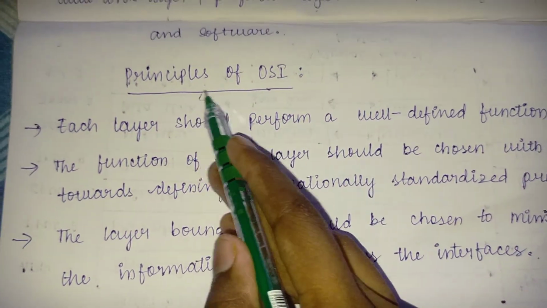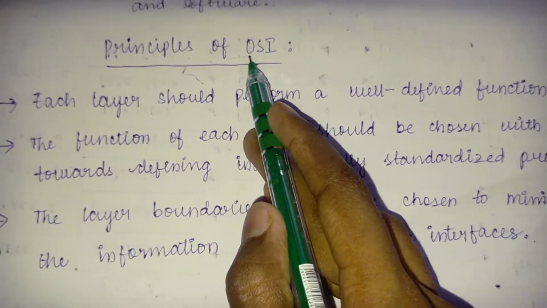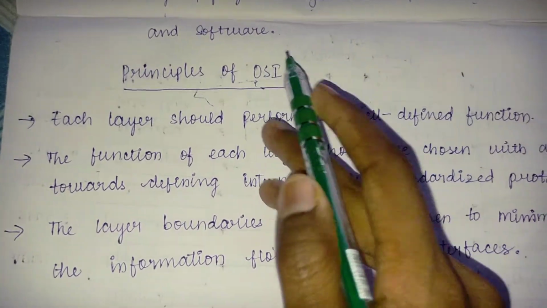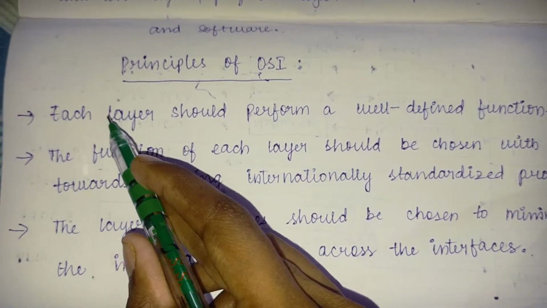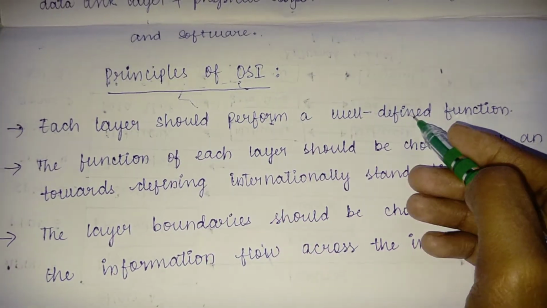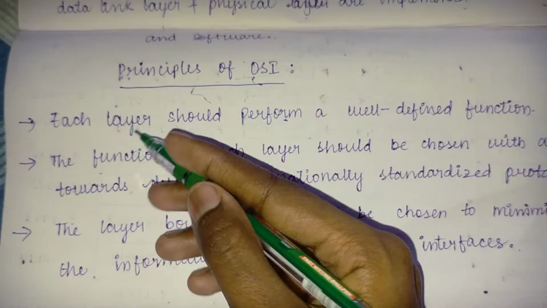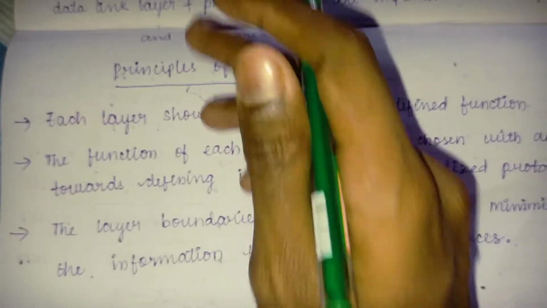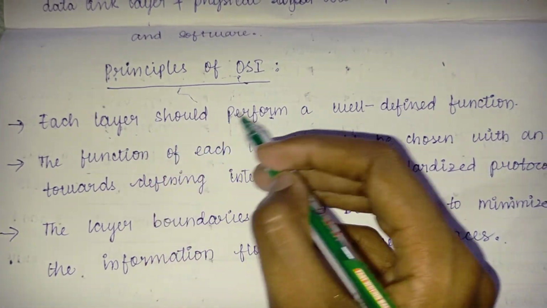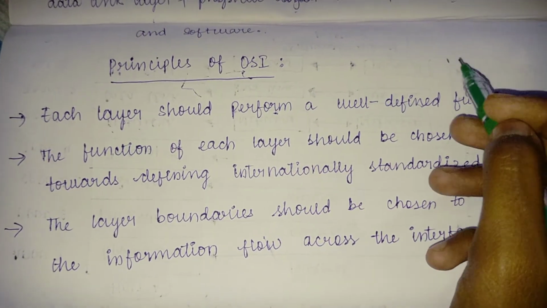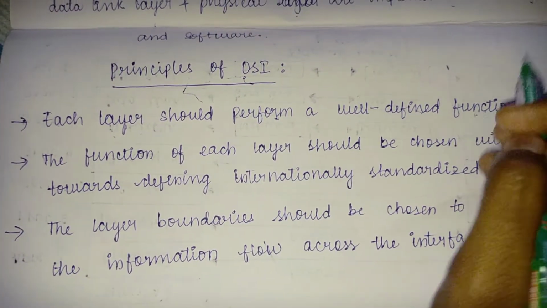Now let's see the principles of OSI, which are important in the exam. Principles of OSI. So what are the principles? First one is, out of those 7 layers, each layer should perform a well-defined function.